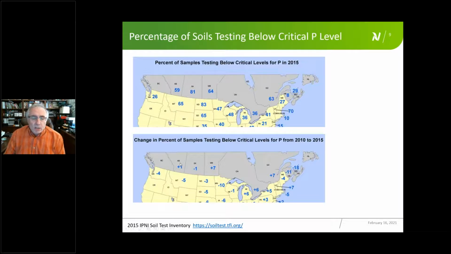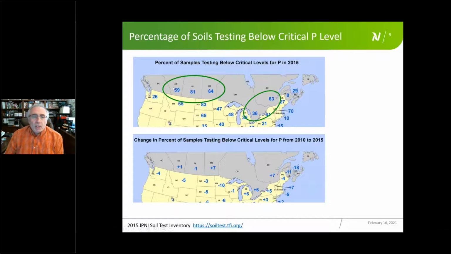So across the prairie provinces and Ontario and Quebec, we have a slight increase in the number of samples that are below optimum. So what does that tell us? Well, we're going to talk about that a bit more, but that indicates a trend.